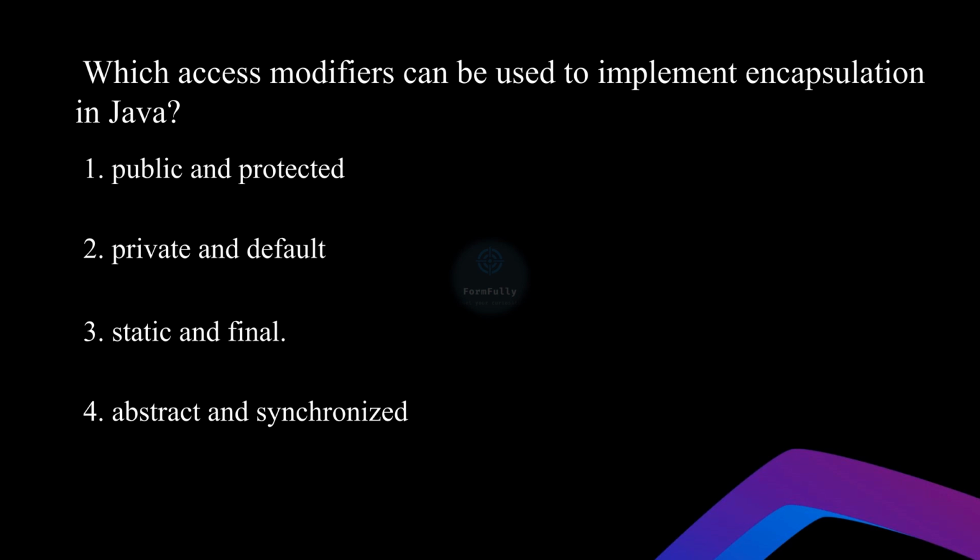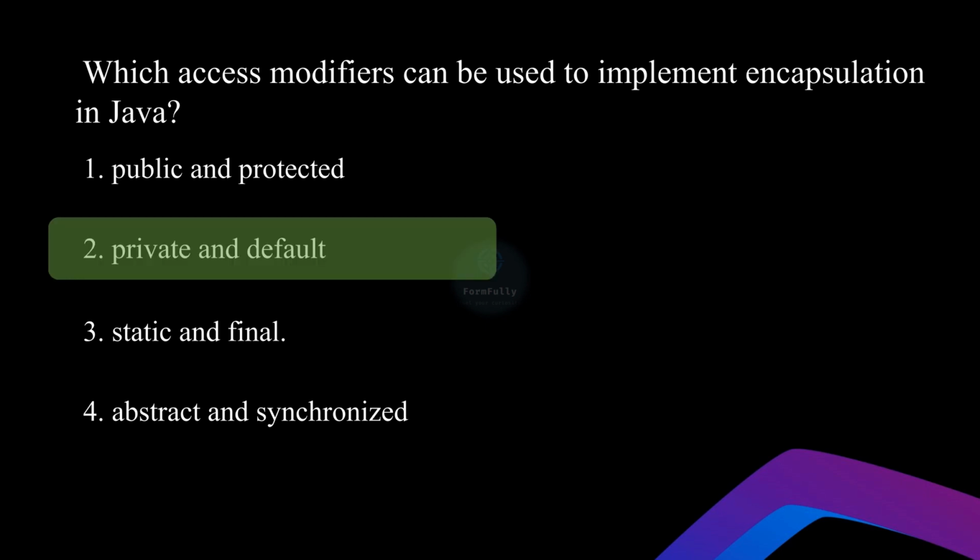Encapsulation is typically achieved in Java by using private access modifier for data member and providing public methods, that is getter and setter, to access and modify these data members. This ensures that data is encapsulated within the class and only controlled access is allowed. Option 1, that is public and protected, is incorrect, as public and protected would expose data directly. Static and final are not primarily related to encapsulation. Abstract and synchronize are unrelated to encapsulation. So option 2 is correct.